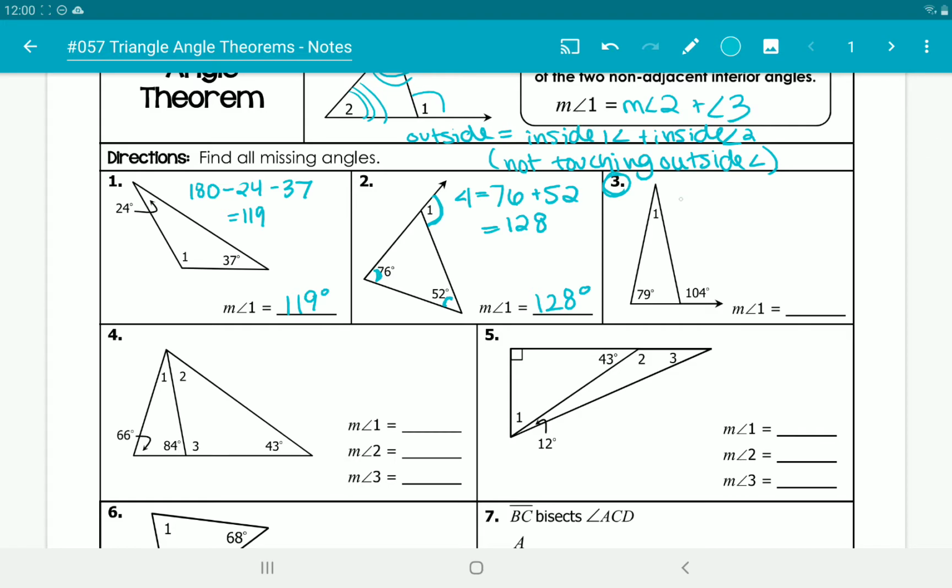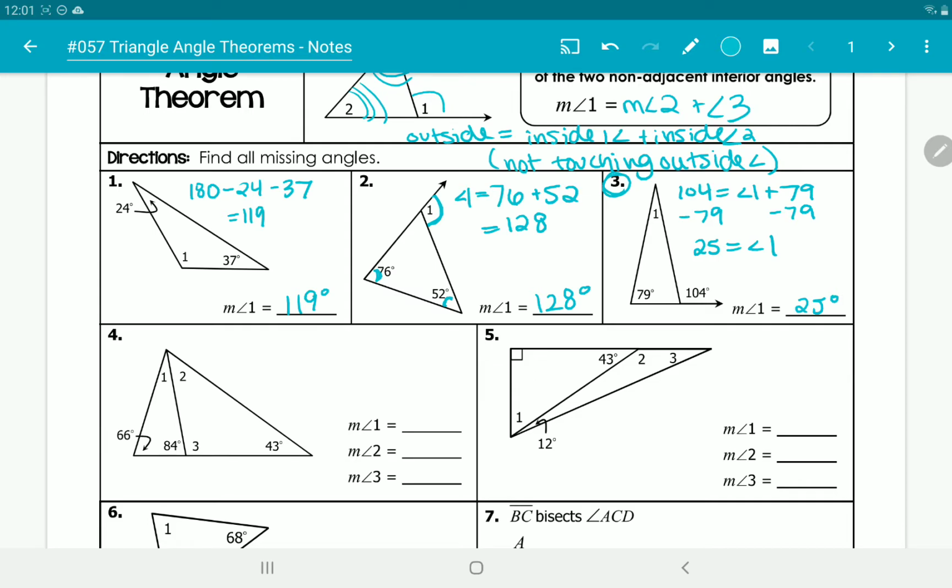Okay, so now we know that this outside angle here, so this 104, is going to be this angle 1 plus this 79. So if we want to solve for angle 1, we'll have to subtract 79 from both sides, which will give us 25 is equal to angle 1. So angle 1 is going to be 25 degrees.